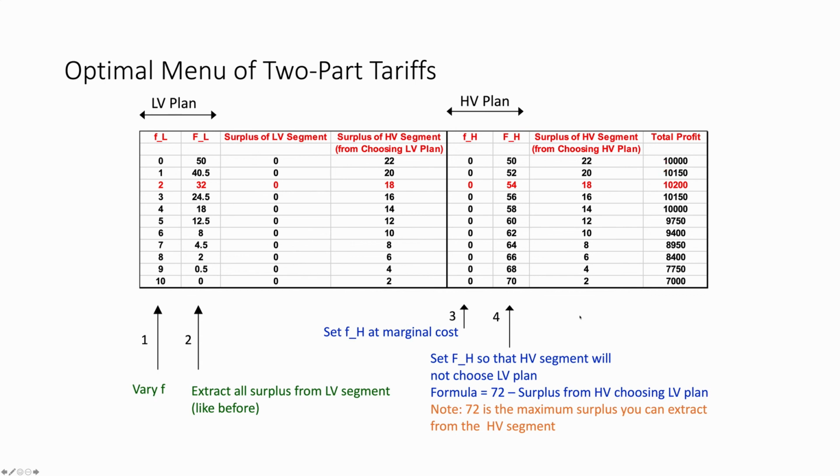So similarly, we calculate each row of the pricing condition. And in this plan, the optimal case, as highlighted here in red, is to charge a low value usage fee of $2 and low value fixed fee of $32, and then for the high value plan we charge 0 usage fee and $54 fixed fee. The high value segment would receive the same surplus from either one of the plans at $18, and the total profit is $10,200.